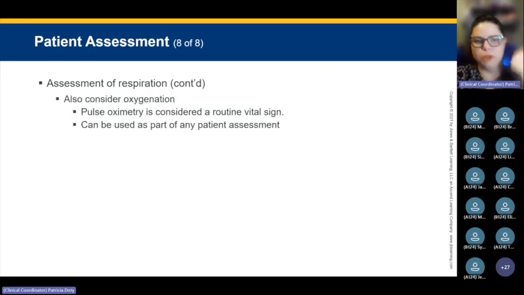Also consider oxygenation. Pulse oximetry is considered a routine vital sign. And that's going to be the percentage of hemoglobin molecules that are bound in the arterial blood. And it's going to just measure that hemoglobin saturation. Your SpO2 is always supposed to be like 94% and above. In conditions like your stroke, heart attack, things of that nature, it may end up being less than 94%. Okay. And this can be used as part of your patient assessment as well. You want to make sure that it is part of your routine vital signs.